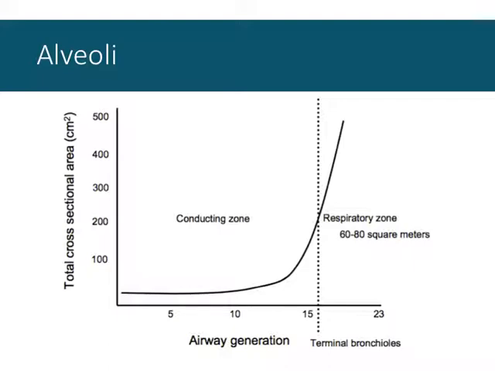Is that total cross-sectional area that's diffusible across? The cross-sectional area is, if you took all of the tubes and put them together, the cumulative diameter of the airways. The area that's available for diffusion is the 60 to 80 square meters, which is the surface area, the walls of that cross-sectional area.